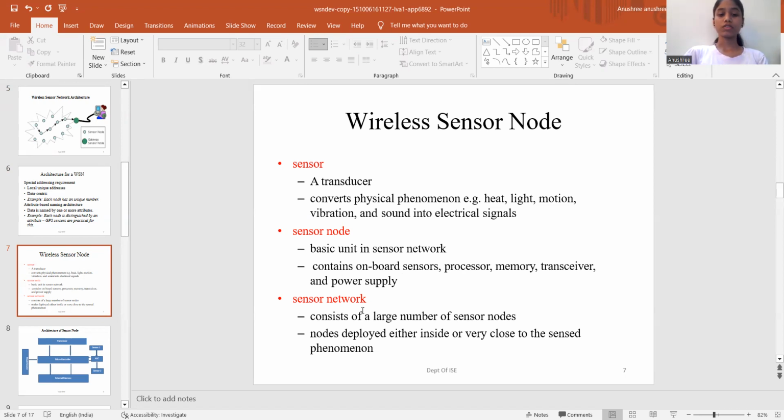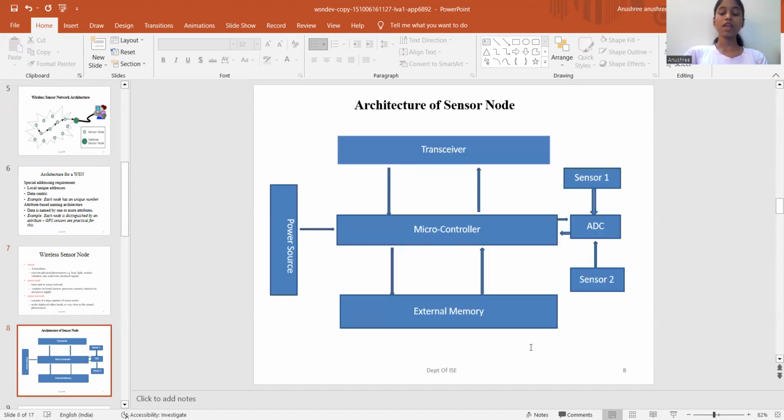So, sensor network. A sensor network consists of a large number of sensor nodes deployed either inside or very close to the sensed phenomenon. Architecture of a sensor node. We have a transceiver, that is a combination of a transmitter and a receiver, and a microcontroller which has storage capability, and external memory, power source, sensor 1, sensor 2, and ADC. ADC is an analog to digital converter, so it converts analog signals into digital signals.